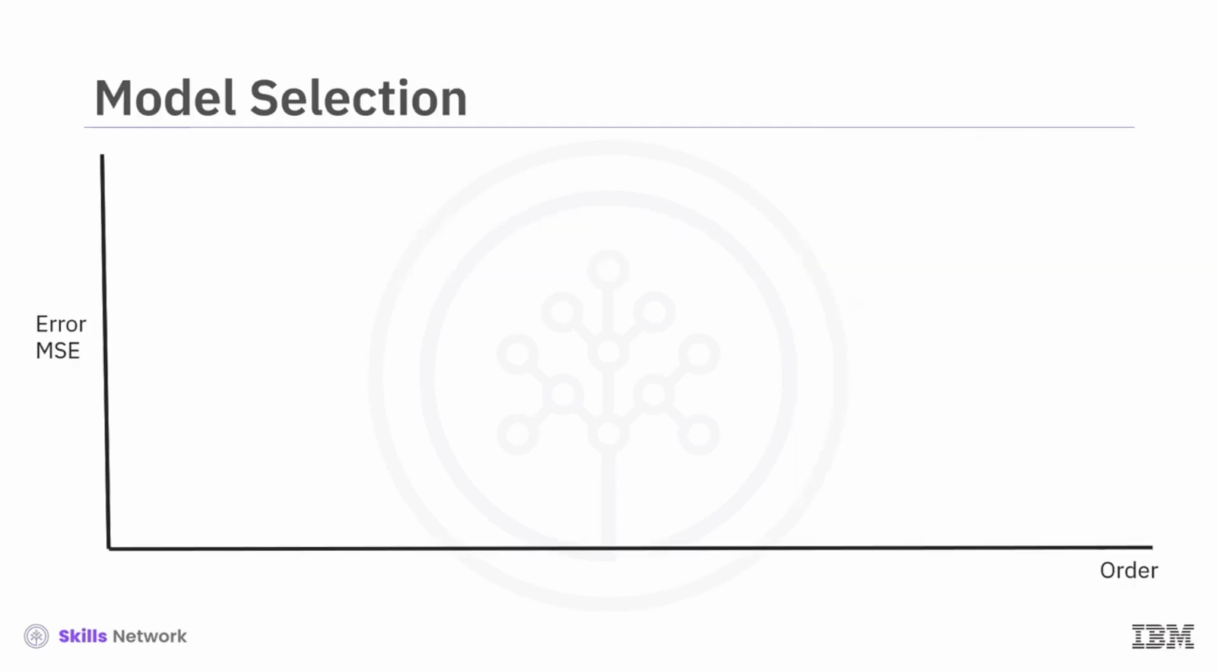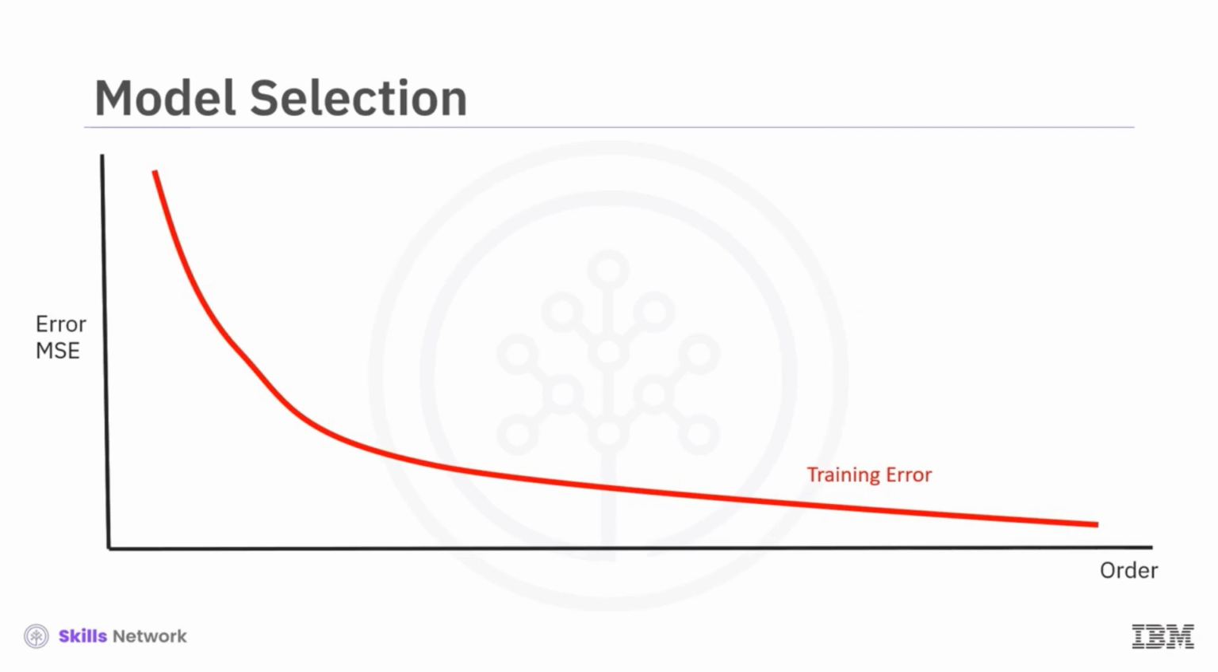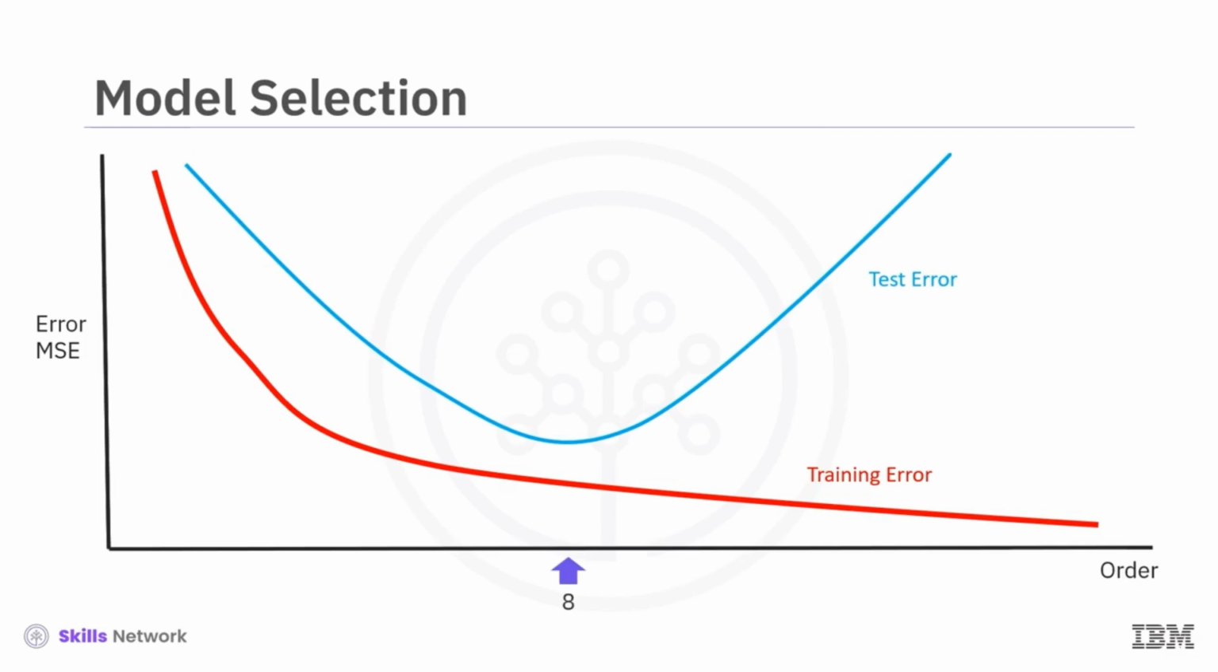Let's look at a plot of the mean square error for the training and testing set of different order polynomials. The horizontal axis represents the order of the polynomial. The vertical axis is the mean square error. The training error decreases with the order of the polynomial. The test error is a better means of estimating the error of a polynomial. The error decreases till the best order of the polynomial is determined. Then the error begins to increase. We select the order that minimizes the test error. In this case, it was 8.